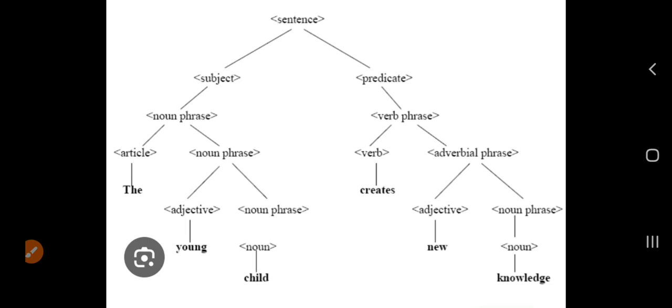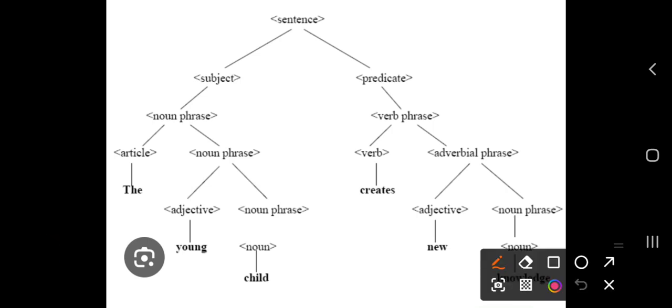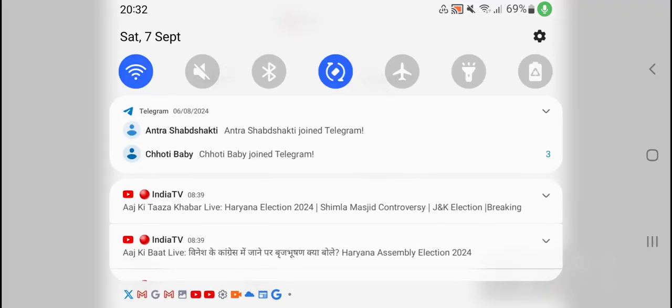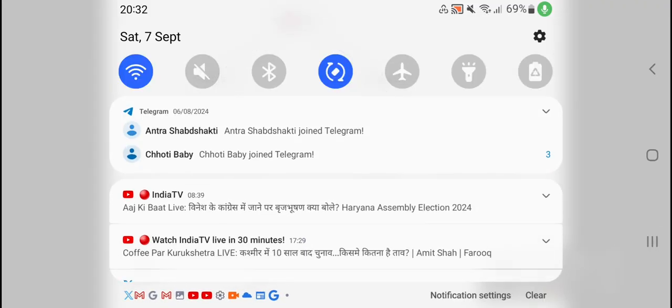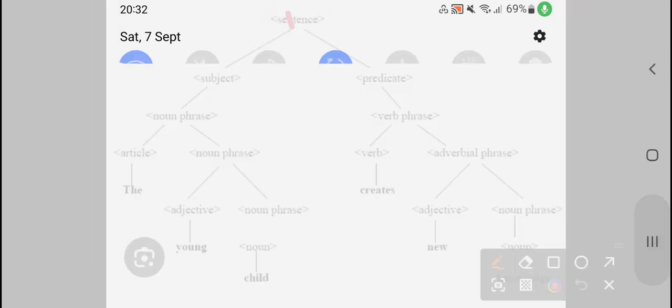Now next is: the young child creates new knowledge. The young child is the subject, then the predicate. Accordingly, this way they have analyzed this sentence in this way. That is, first of all, sorry, this mistake again and again I am doing.